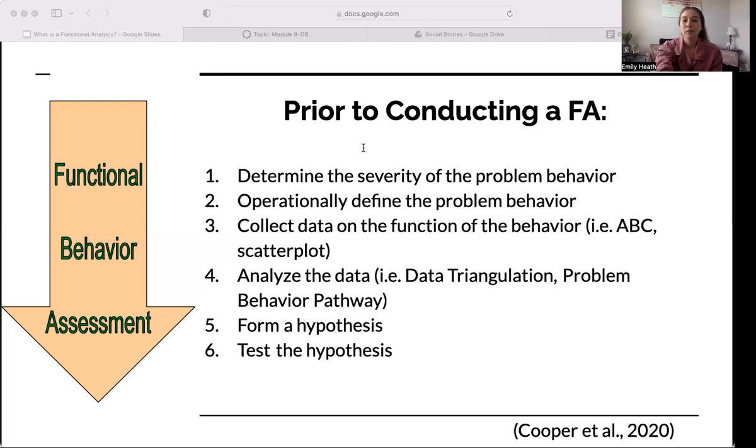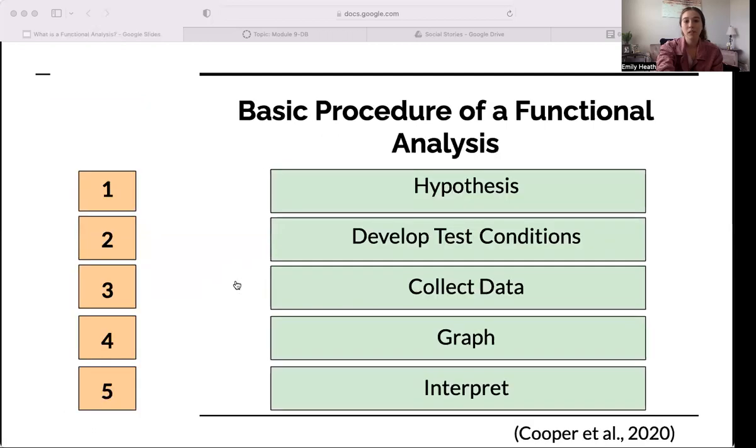All collected data from both direct and indirect methods will be summarized into data triangulation and problem behavior pathway charts. So this helps the behavior analyst identify common variables from the data and form a hypothesis about the true function. So once these steps have been completed, the hypothesis can be tested using a functional analysis. So after the hypothesis is developed, the behavior analyst can move forward to the development of the functional analysis.